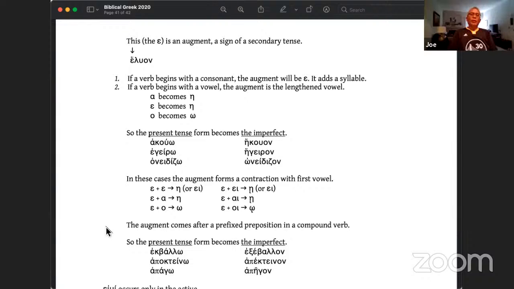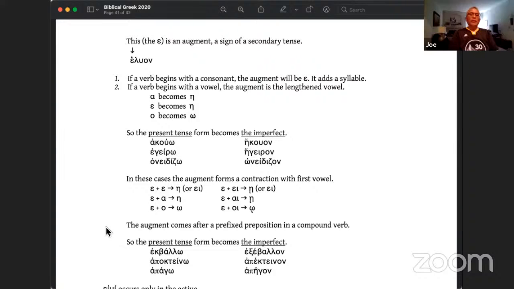So right there where it says in the cases the augment forms a contraction with the first vowel. So only on vowels, you don't really see that augment of the epsilon. It's just there. All you're going to see is the lengthened vowel, or the long form of the vowel.